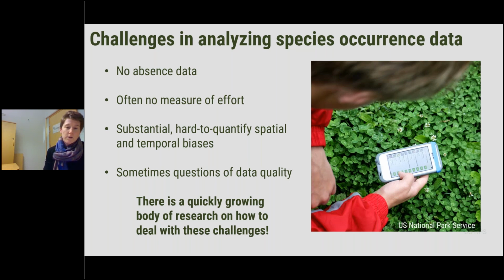These can be quality concerns with both the species, like was the species ID'd correctly, and also concerns of quality with the location part of the data. Was the location recorded accurately, and what's the spatial resolution? So given these challenges, there's a very quickly growing body of research on how to deal with these challenges and how to draw as much research value as possible from unstructured data.